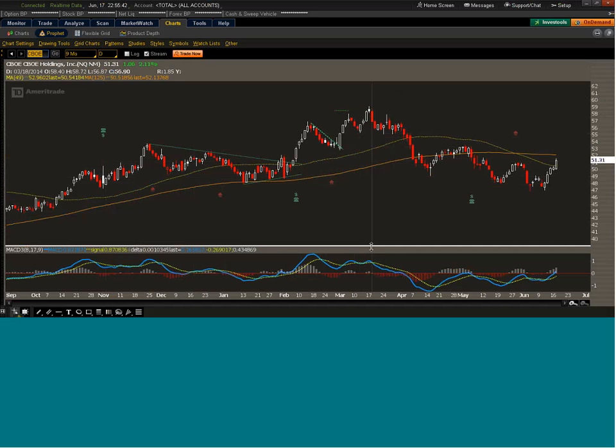However, to the MACD divergence. So we have our nice peak here. We hit a bottom, a second low, a third low, and then a little mini double bottom.